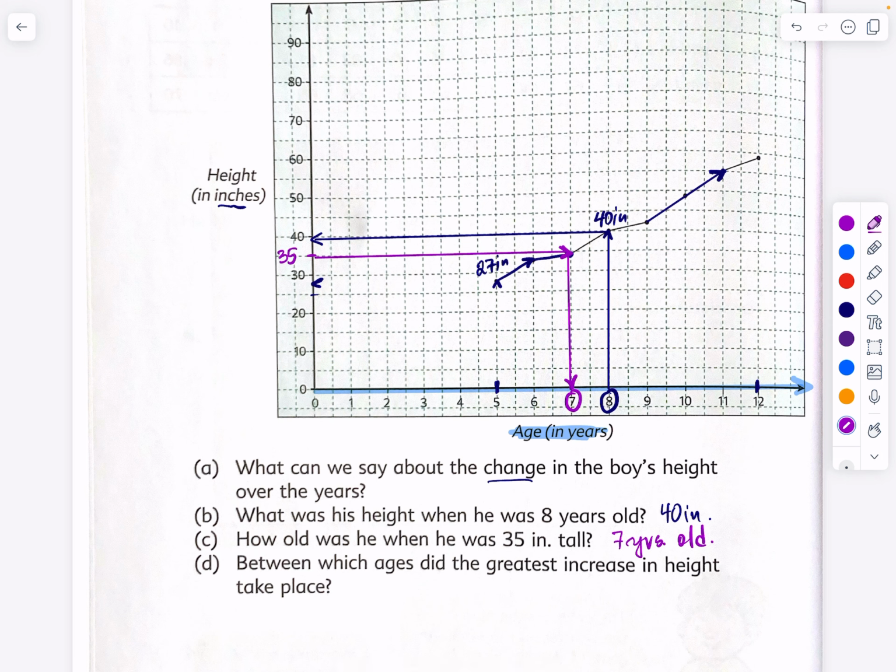Between which ages did the greatest increase, the sharpest slope, the sharpest incline in height take place? And we noticed that right here. We already talked about this sharp increase. It was sometime between the ages of 9 and 11 years old. I hope you find this helpful and useful, this practice of reading line graphs.